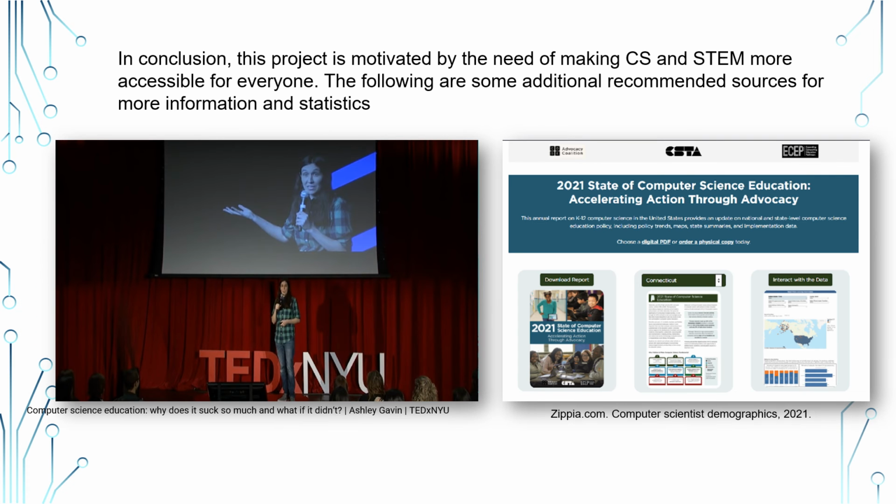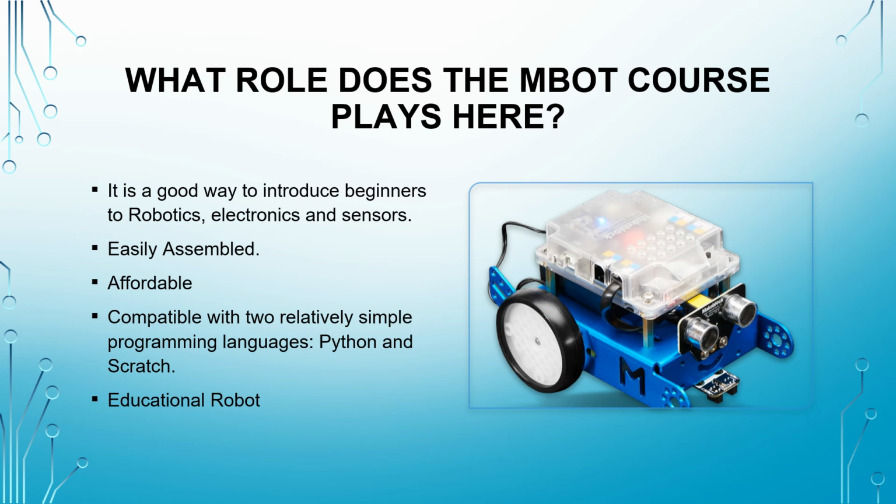If you want to take a look more deeply into this kind of motivation, I'd recommend you to take a look to this report, which is 2021 State of Computer Science Education Accelerating Action Through Advocacy. And that's, I think, for Connecticut, actually, in particular. Or you could also watch the TED Talk by Ashley Gavin. I think she summarizes very well what I just explained.